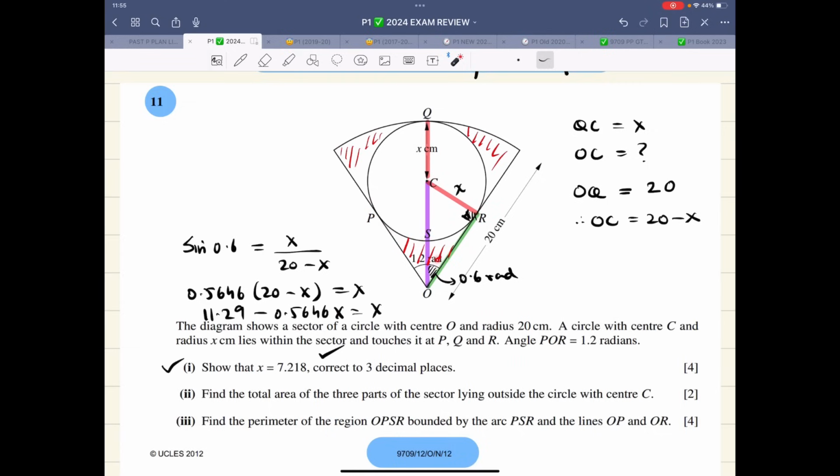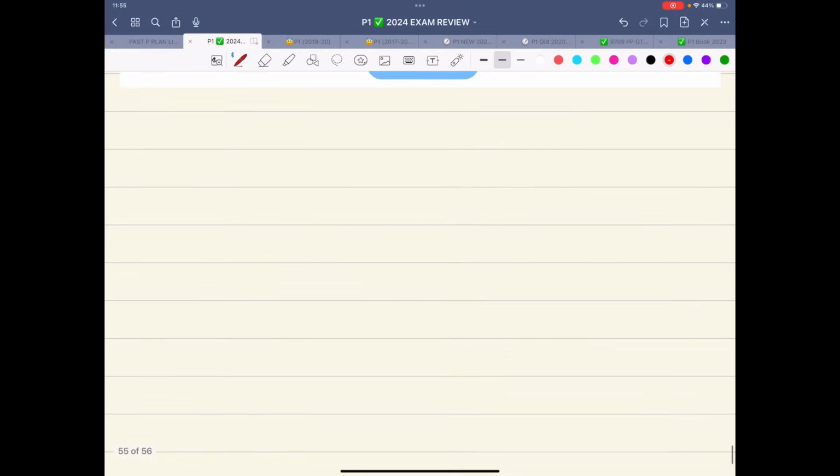So you would be working with this particular angle. If this is 0.6, this is pi by 2. Therefore, this one is pi by 2 minus 0.6. Double it, you get this whole angle. Work out this arc length and the lines OP and OR. So this you need to find. How? By Pythagoras theorem.